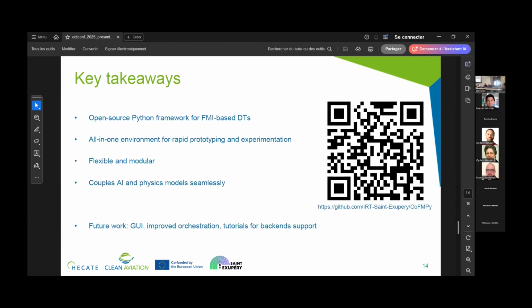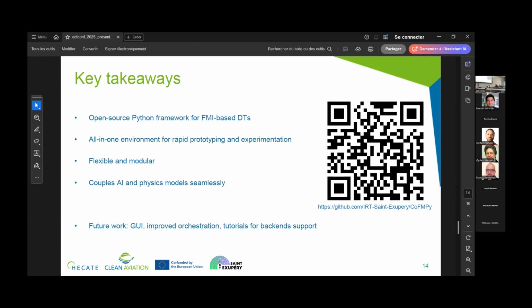Okay, so I will conclude with some key takeaways. So CoFMPy is an open source Python framework, and the Python part is very interesting for this AI interoperability with a consistent support of FMI. It's an all-in-one environment that actually boosts simplicity for rapid prototyping. It's flexible, modular, extensible to other third-party tools.